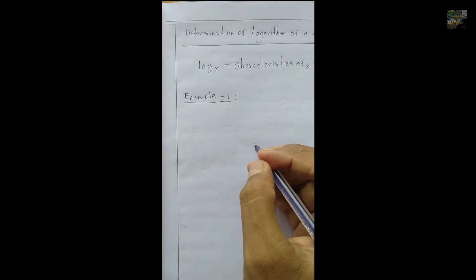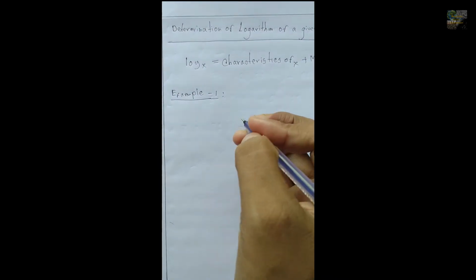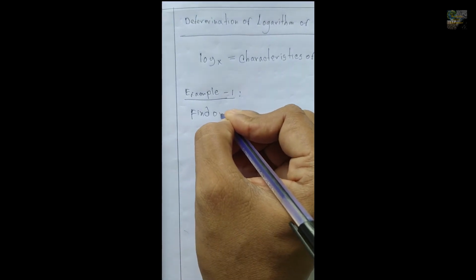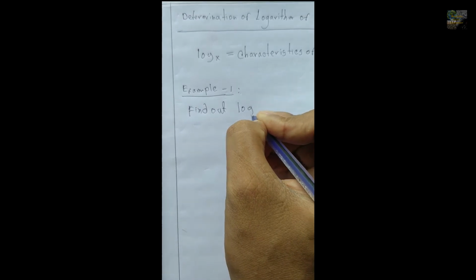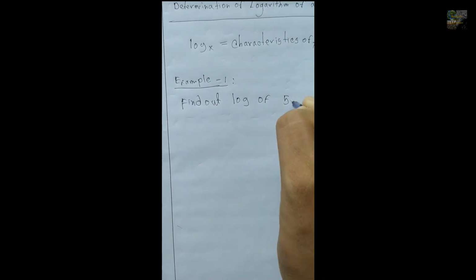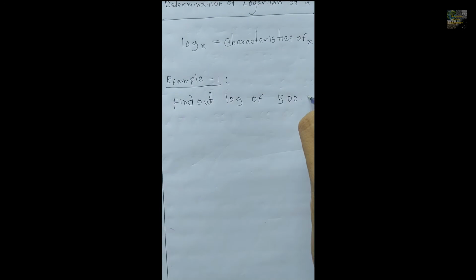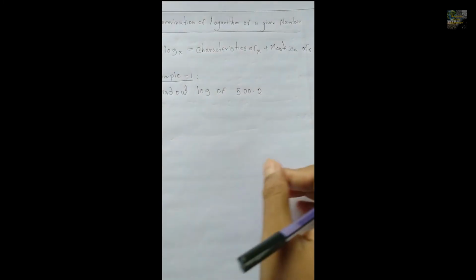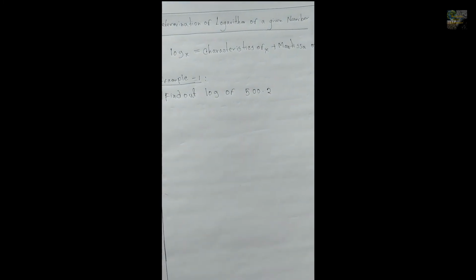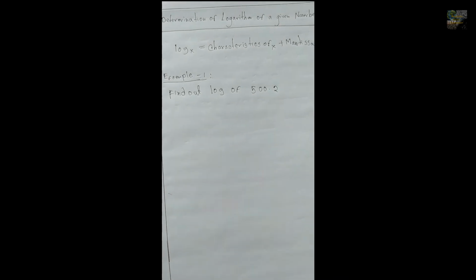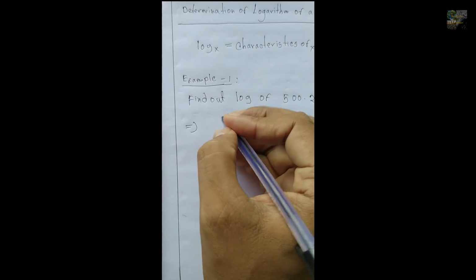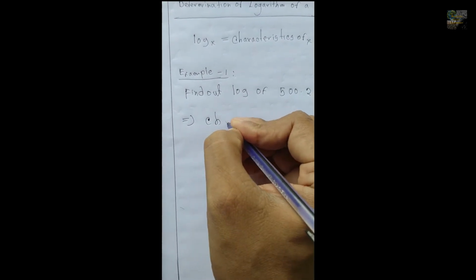Find out the log of 500.2. You can see that this is a positive value, and to find the log of this value we have to firstly determine the characteristics, then the mantissa. So in the solution part we can write, to find out the characteristics.